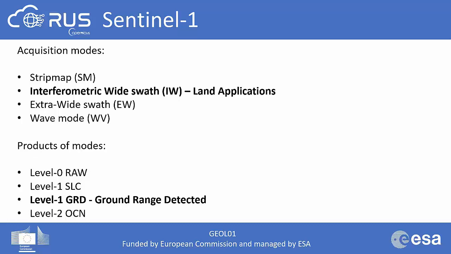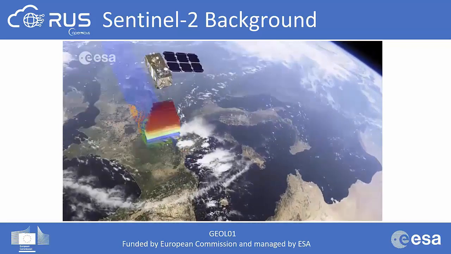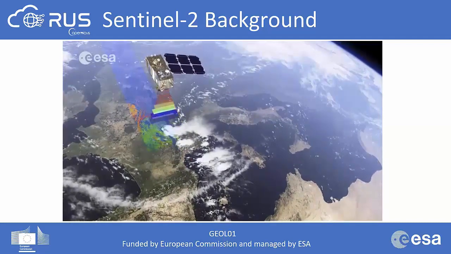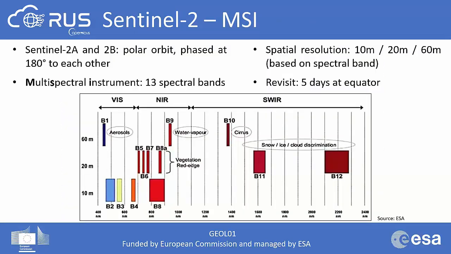Now let's move to Sentinel-2. For this exercise, we will also use multispectral data provided by the Sentinel-2B satellite. The Sentinel-2 mission carries a passive sensor and is formed by a constellation of 2 satellites, Sentinel-2A and 2B. They are passing in a polar orbit, phased at 180 degrees to each other, and the multispectral instrument it carries has 13 spectral bands: visible, near-infrared, and short-wave infrared. The spatial resolution varies based on the spectral band: 10 meters, 20 or 60 meters. At the equator, it has a revisit time of 5 days.